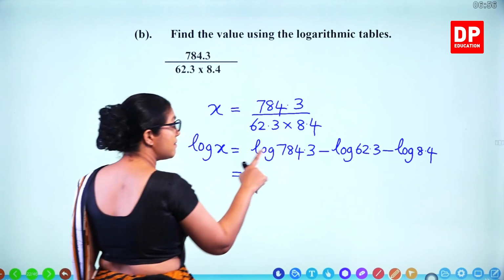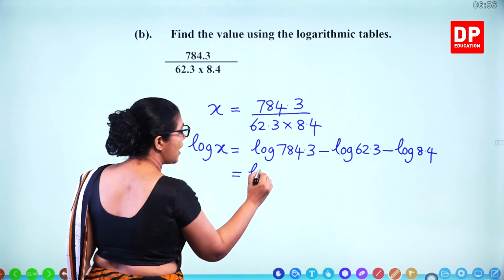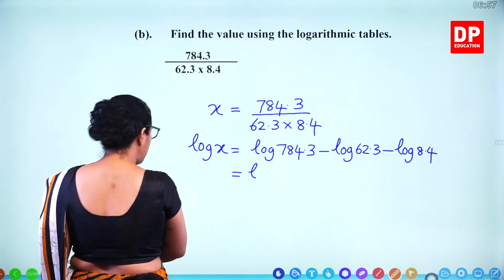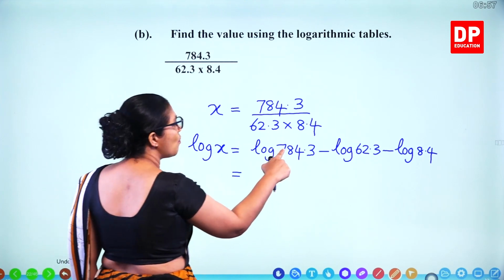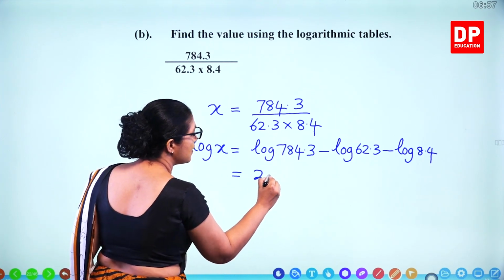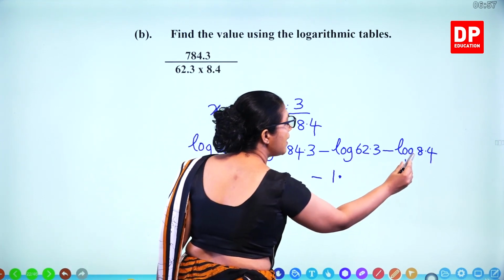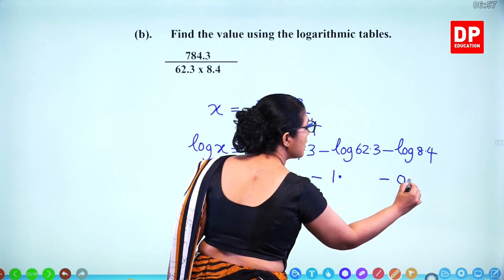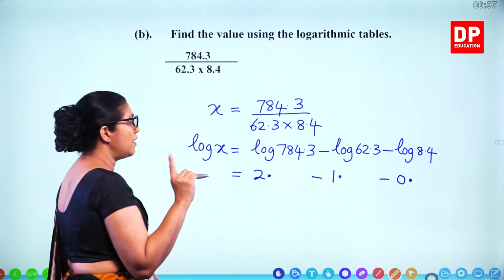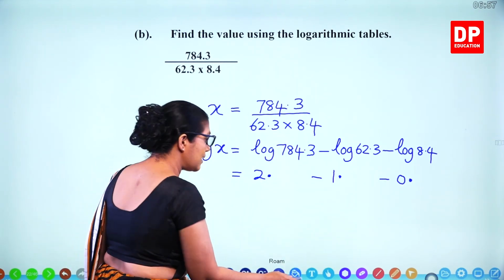Now, when you write in standard notation, what can you write? What's the log value that comes? You get 2 point something. Here 1 point something, and here 0 point something. Now we have to refer to the log tables and see. So let's refer to that.